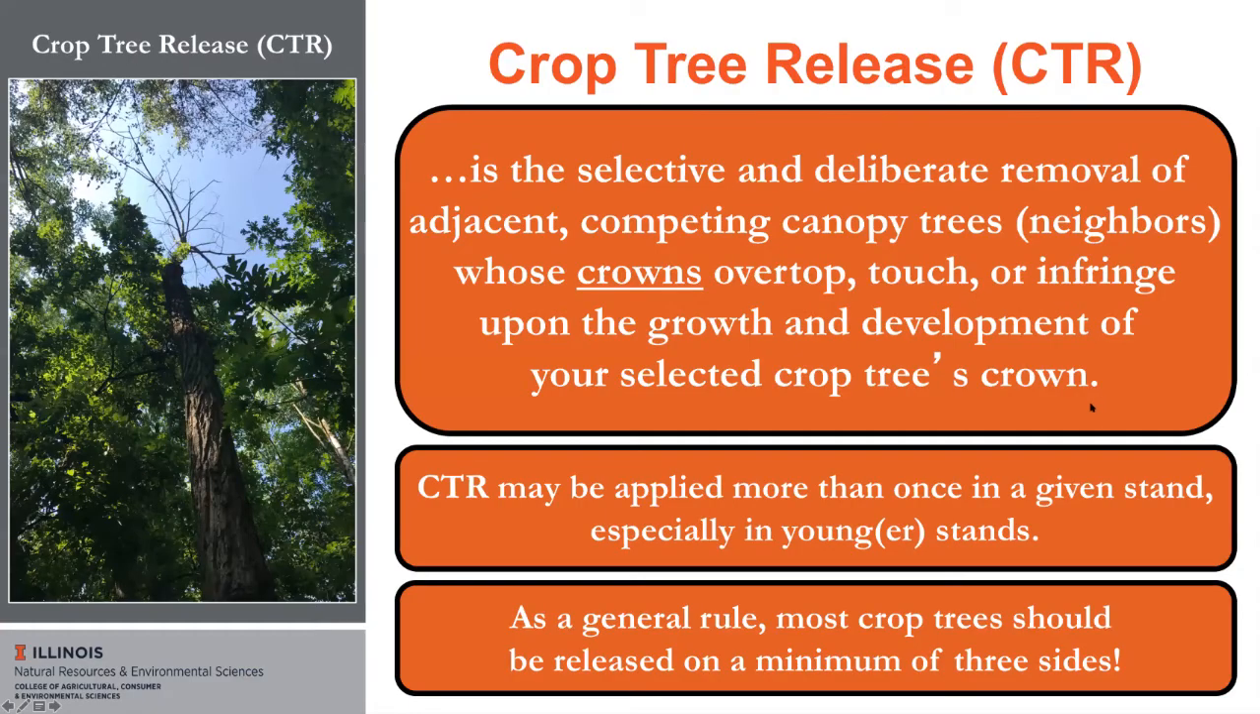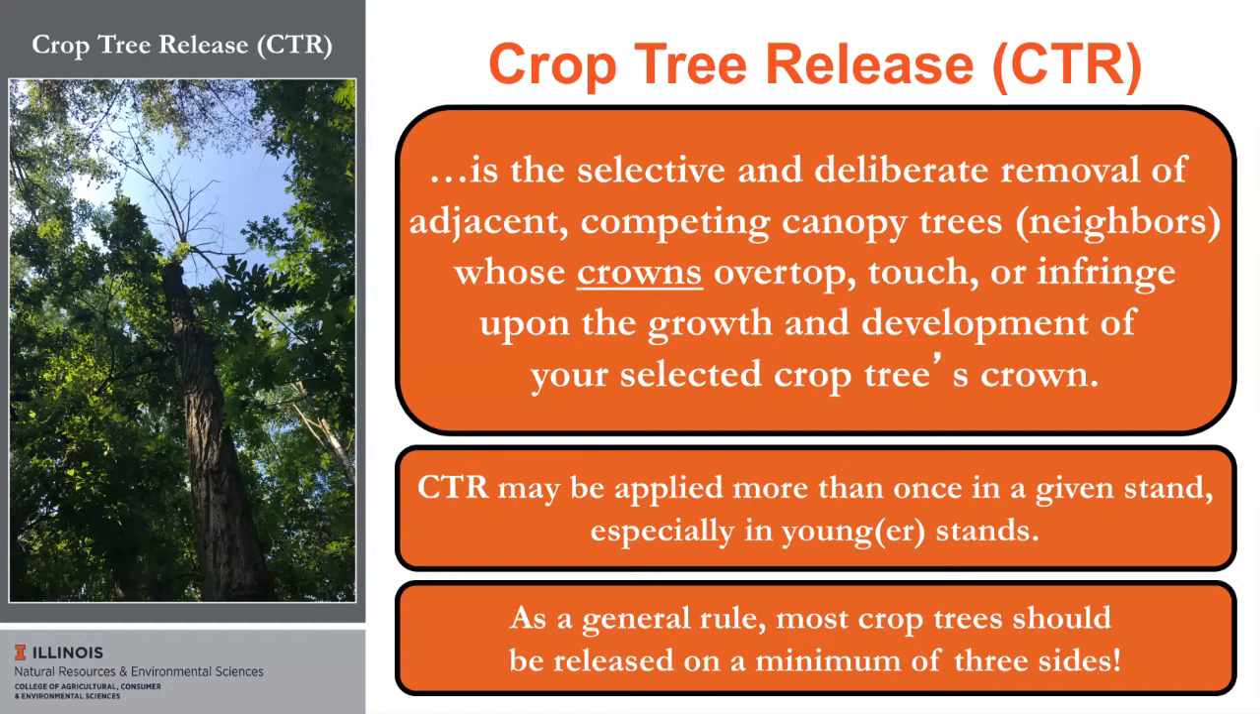So we talk about crop tree management and crop tree release. They're kind of synonymous terms. They're used interchangeably, but crop tree release is ultimately the selective and deliberate removal of adjacent competing canopy trees, basically your crop tree's neighbors, whose crowns overtop, touch, or infringe upon the growth and development of your selected crop tree's crown, okay?